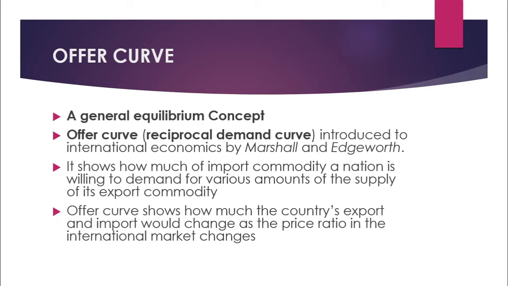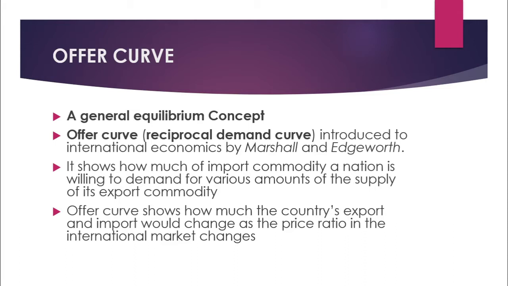Offer curve shows how much of an import commodity a nation is willing to demand for various amounts of the supply of its export commodity. In other words, offer curve shows how much the country's export and import would change as the price ratio in the international market changes.